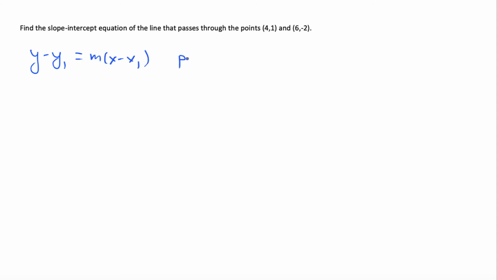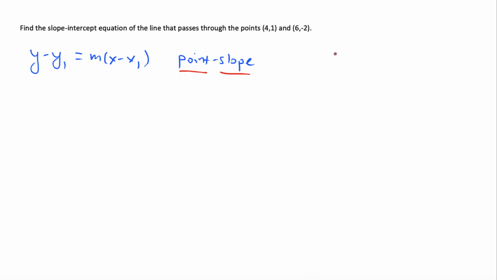This is called the point slope formula for a reason, right? Because we need to know the point on the line, we need to know the slope of the line, and then we can plug those in. Now you notice, we're not given the slope. We're just given 2 points. But that's okay.